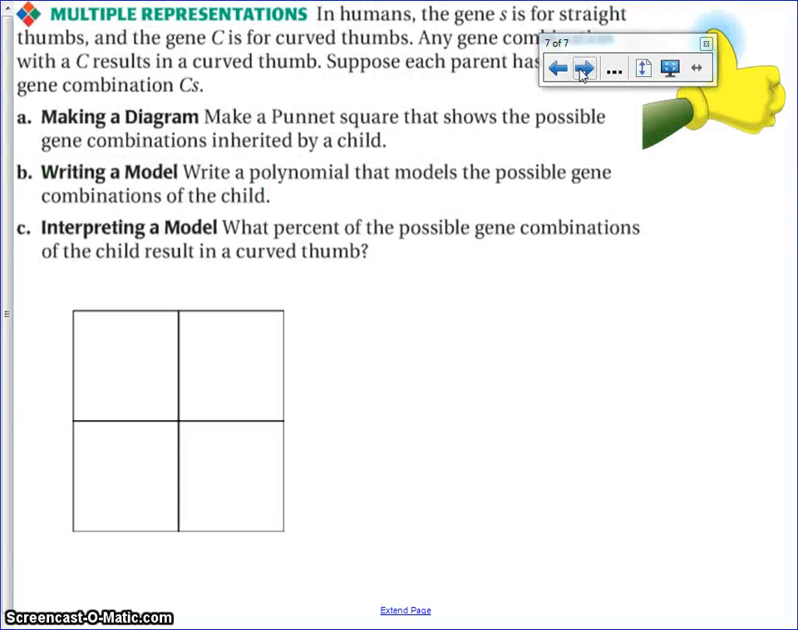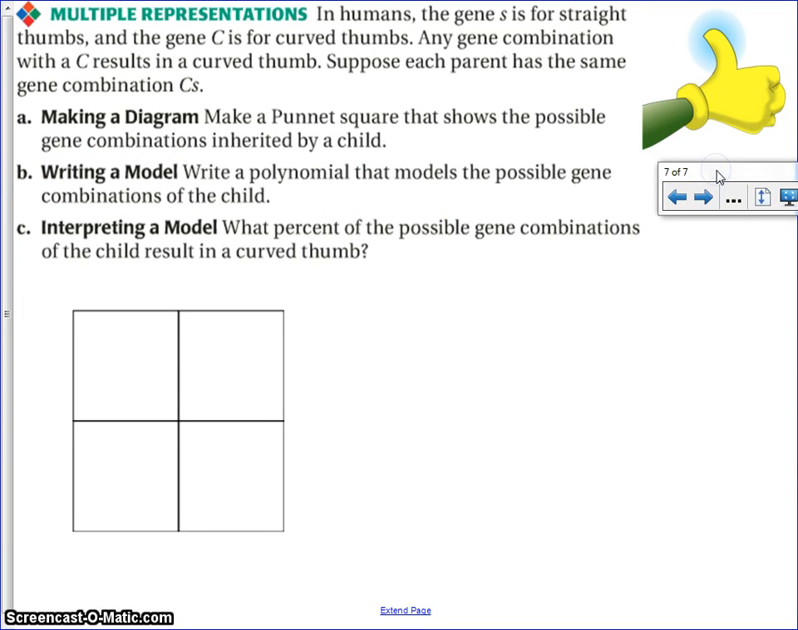One final application of this. You get this in biology. Okay, we can represent this. So in humans, the gene S is for straight thumbs, gene C is for curved thumbs. Any gene combination of C results in a curved thumb. Suppose each parent has the same gene combination. To make a Punnett square. Okay, maybe you haven't learned this yet. You will. Okay, so in biology, maybe you got some of this in grade school.